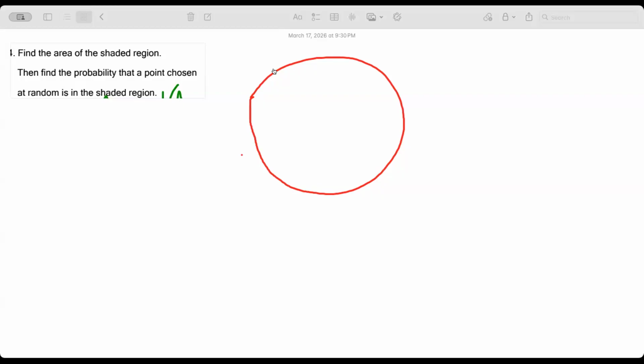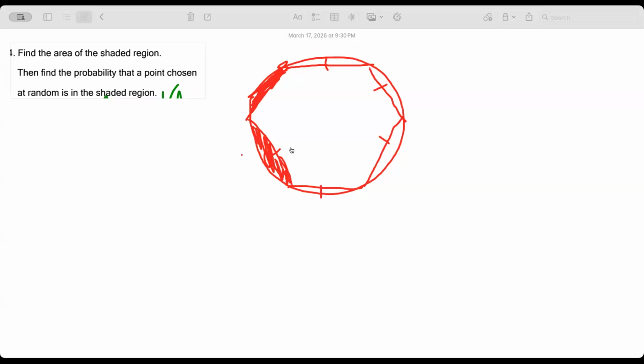Okay, here. You want to know the shaded region, right? Let me show you the shaded region. So this is going to be 1, 2, 3, 4. It's a regular hexagon, okay? Now I want to know this. Okay, now the question is, I have written the question there. Find the area of the shaded region. Then find the probability that a point chosen at random is in the shaded region.